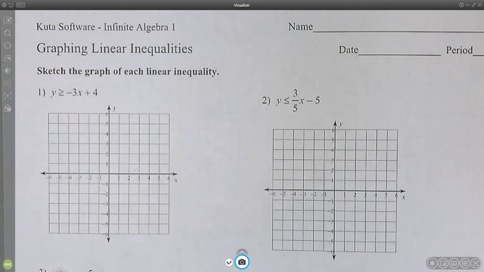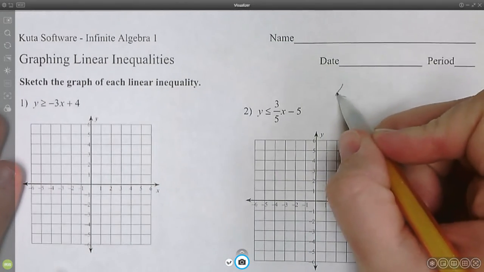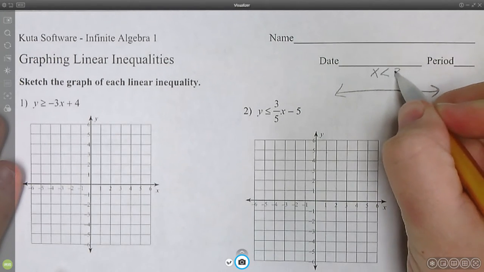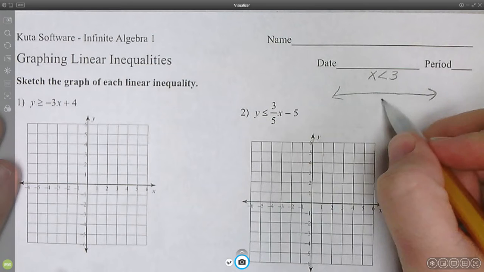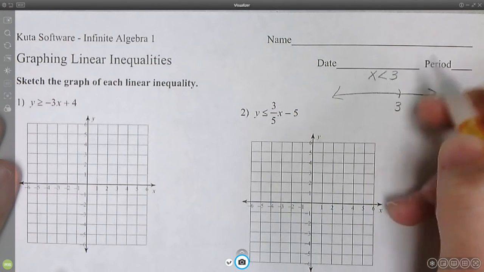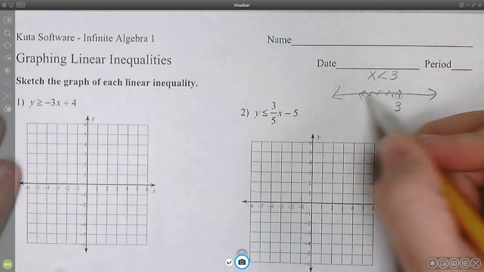Today we're going to look at how to graph a linear inequality. So you have already learned how to graph an inequality on a number line. For example, if you have x is less than 3, you would have the number 3 on your number line. There's no equal sign, so you would have an open circle and you would shade this way because it's less than 3.